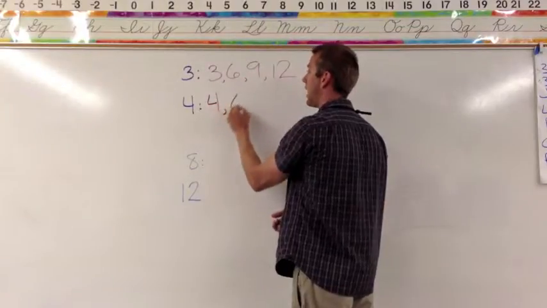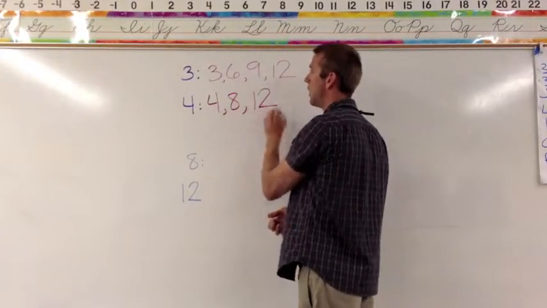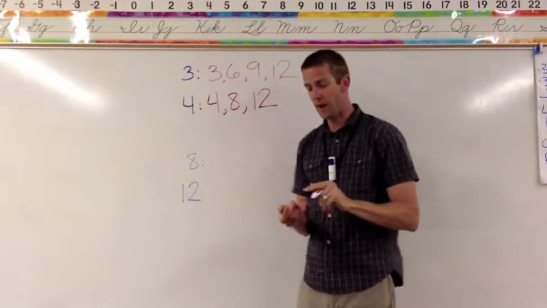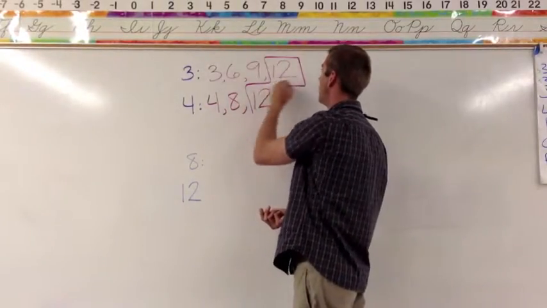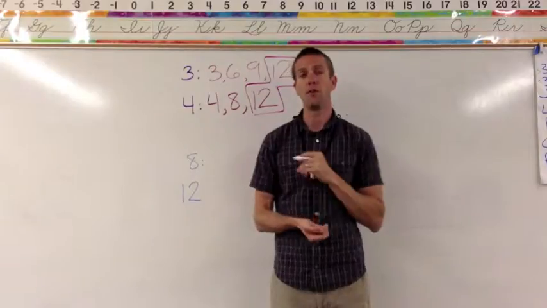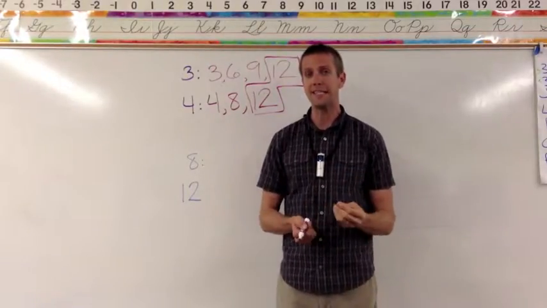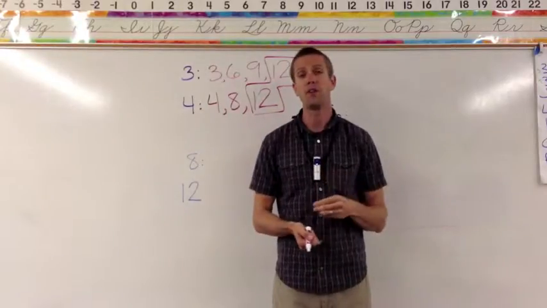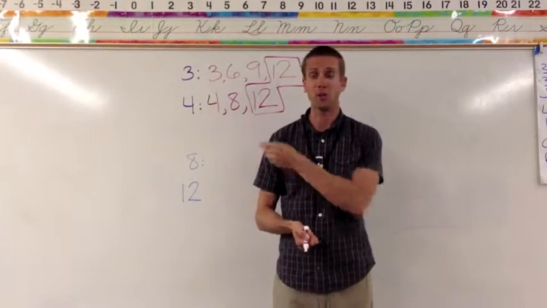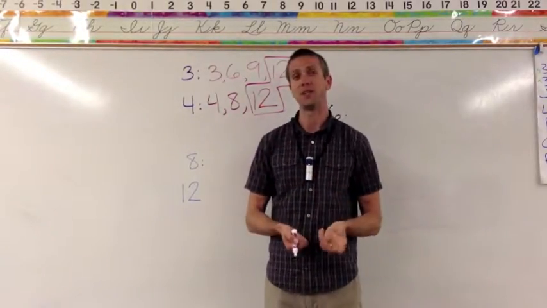4, 8, 12. Do you find a common multiple? Yes. 12 and 12 is a common multiple, and in fact, it's the least common multiple of 3 and 4. So your answer is 12. You don't write 12 and 12, your answer is simply 12.